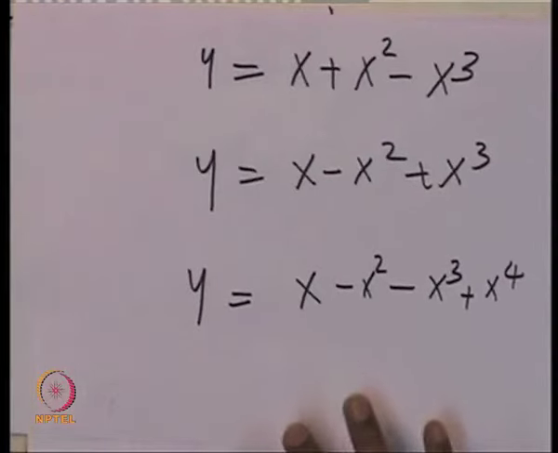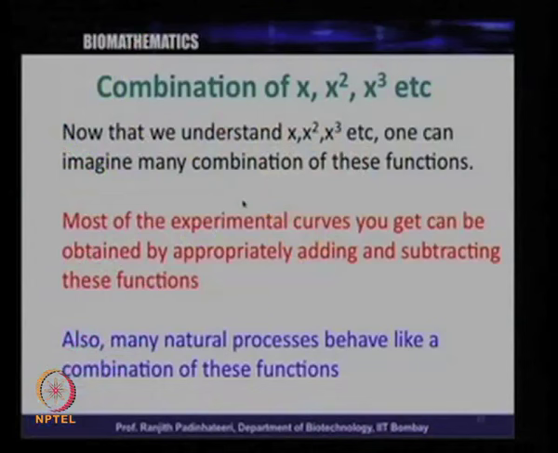One could imagine various combinations of all these functions, and as you will see in this lecture soon, most of the experimental graphs you get when you do an experiment are very complicated graphs, very different from what you saw now. x and x square are simple graphs, but you get many complicated graphs, and it turns out that most of these graphs can be represented as a combination of x, x square, x cube, x power 4, x power 5. Just like we saw, we can appropriately add and subtract these functions and you can get any other function. This is a very interesting feature and very important to remember: almost any graph that you get can be obtained by adding or subtracting these x square, x cube functions in different ways.